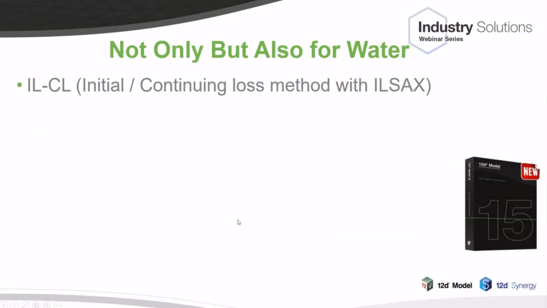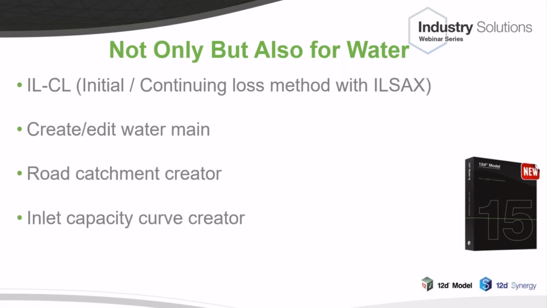There's so many other things in there, but a few other little things is there's the initial continuing loss method with ILSACs. There's a create and edit a water main, road catchment edit creator, an inlet capacity curve creator. There's a whole lot of extra things for water plots. So again, we'll have some videos on these things. And also there's a lot in that what's new document.